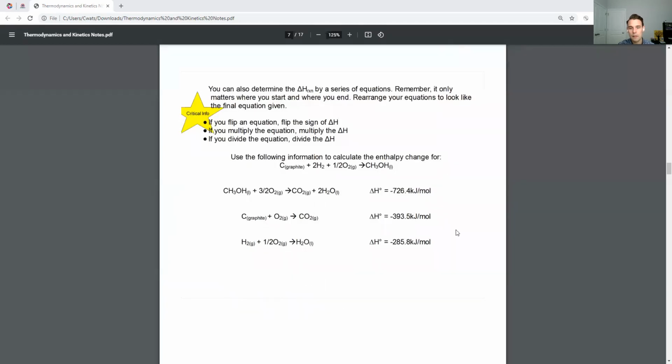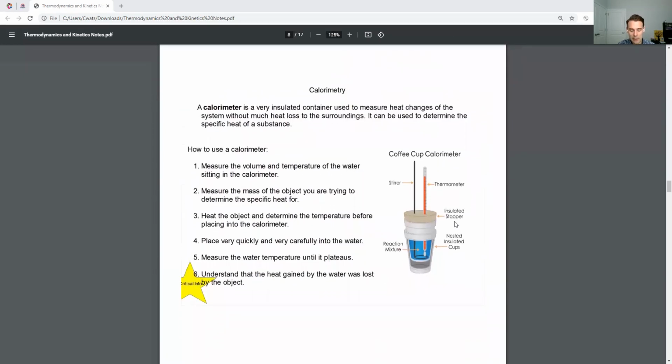And then finally, we're going to look at calorimetry. So a calorimeter is a very insulated container used to measure heat changes of a system without much heat loss to the surroundings. It can be used to determine the specific heat of a substance. Real labs, very expensive labs that have lots of money, will have nice calorimeters, okay?